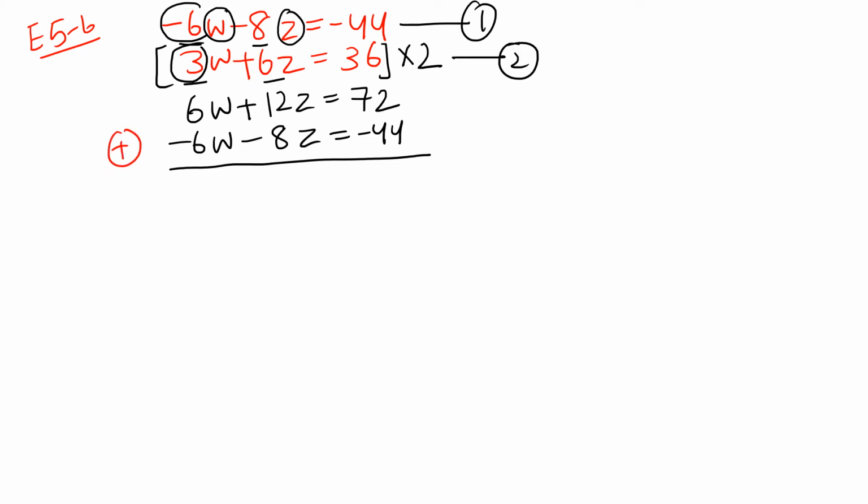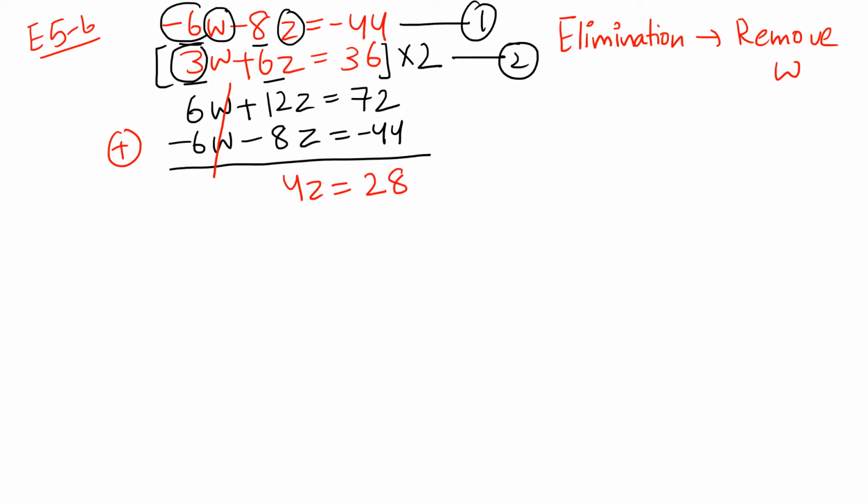equations, because when we add these two, w gets eliminated, or one variable is removed. Elimination, remember, means removal. So I'm eliminating one variable. So basically I remove W in this question. I remove that by making the coefficients equal and then adding the equations. So these two get cancelled. 12 minus 8 is 4z is equal to 28. So z is 7.